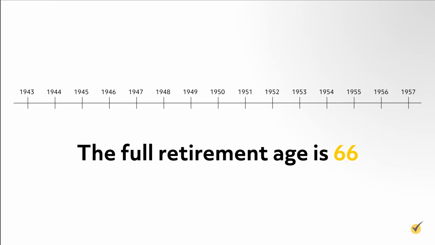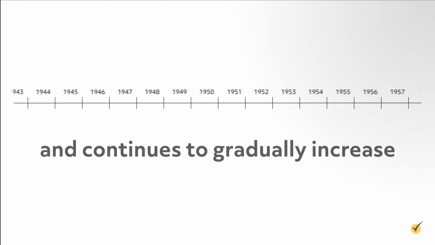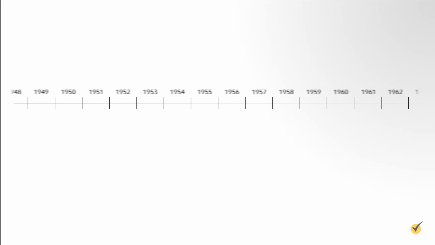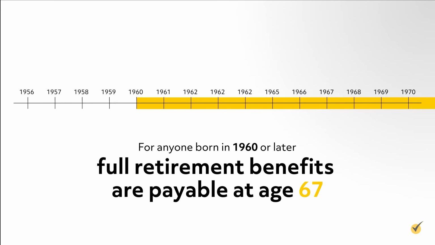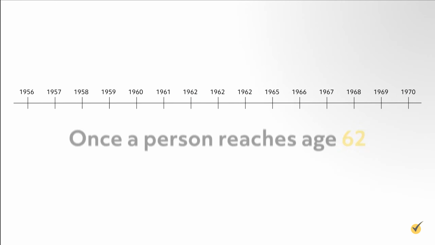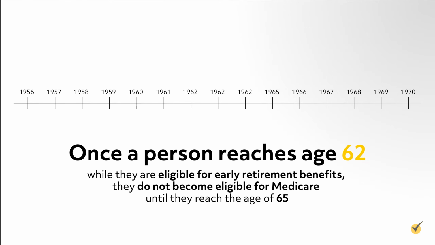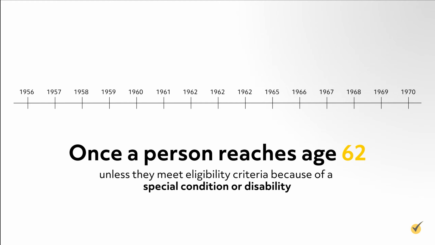The full retirement age is 66 for those born from 1943 to 1954 and continues to gradually increase for those born from 1955 to 1960 until it reaches age 67. For anyone born in 1960 or later, full retirement benefits are payable at age 67. Once a person reaches age 62, while they are eligible for early retirement benefits, they do not become eligible for Medicare until they reach the age of 65, unless they meet eligibility criteria because of a special condition or disability.